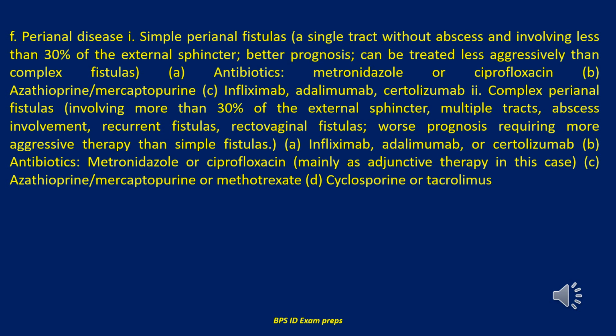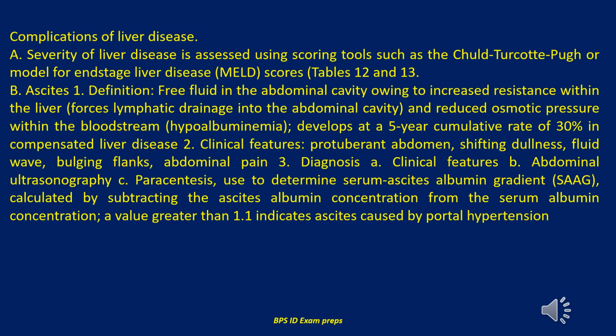2. Complex perianal fistulas, that is, involving more than 30% of the external sphincter, multiple tracts, abscess involvement, recurrent fistulas, rectovaginal fistulas have a worse prognosis requiring more aggressive therapy than simple fistulas. Treat using A. infliximab, adalimumab, or certolizumab. B. Antibiotics like metronidazole or ciprofloxacin, mainly as adjunctive therapy in this case. C. Azathioprine or mercaptopurine or methotrexate. D. Cyclosporine or tacrolimus. Next we will discuss the complications of liver disease.